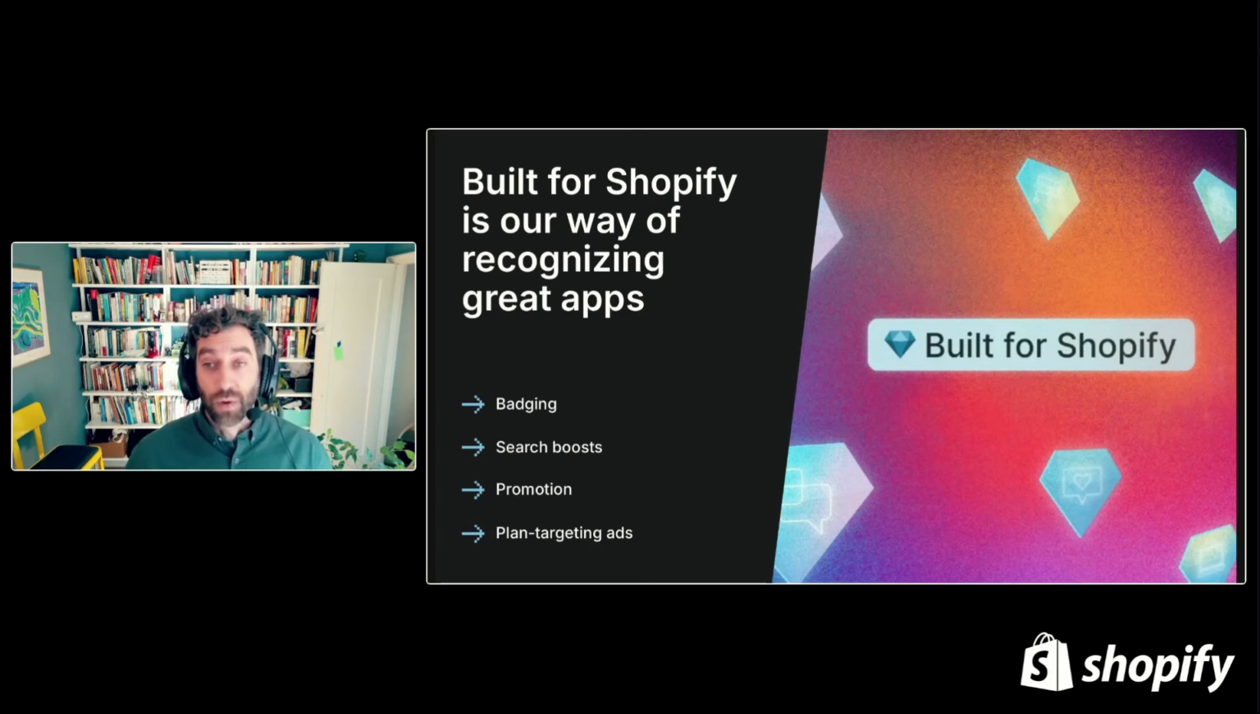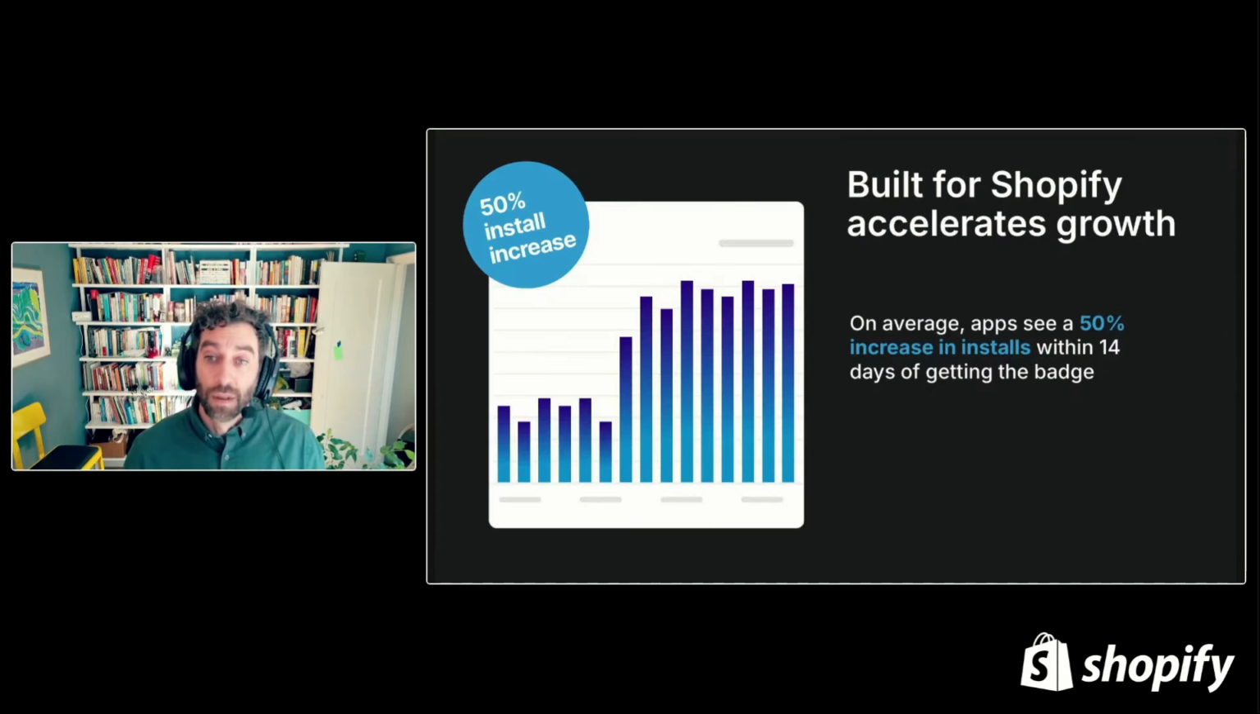At Shopify, we're eternally committed to great software. We believe that great apps deserve to be recognized and rewarded. Built for Shopify is our way of doing that. So what do apps get as part of Built for Shopify? App Store badging, search boosts, promotion, and plan targeting. Apps with the Built for Shopify status see accelerated growth with an average increase of 50% new installs in just 14 days of achieving status.